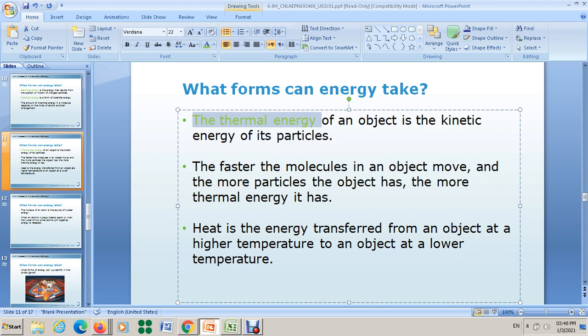This form is the thermal energy. What is the thermal energy of an object? It is the kinetic energy of its particles. What does that mean? If you remember, last semester we took liquid, gas, and solid. In a solid, the particles can vibrate only in their place because they are close together and they have less energy. When we talked about liquid, they have more energy, so they can move past each other.